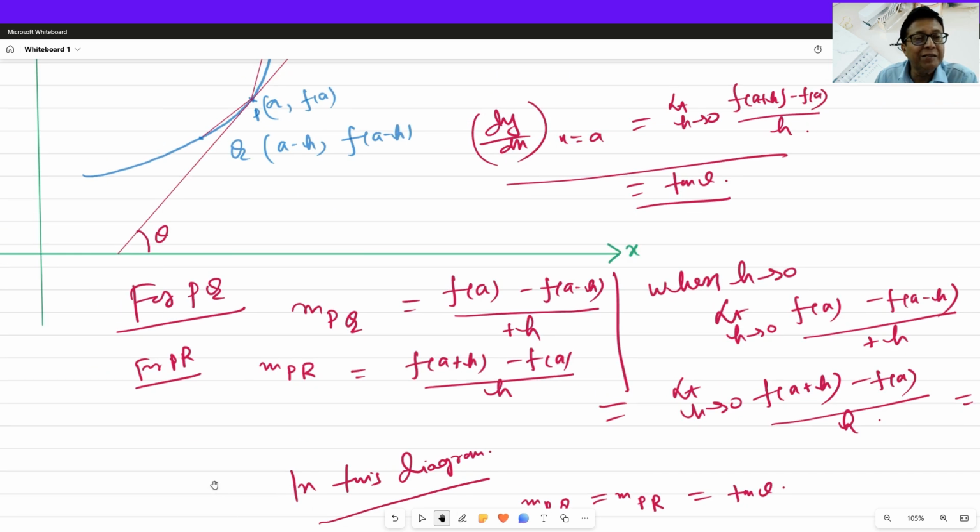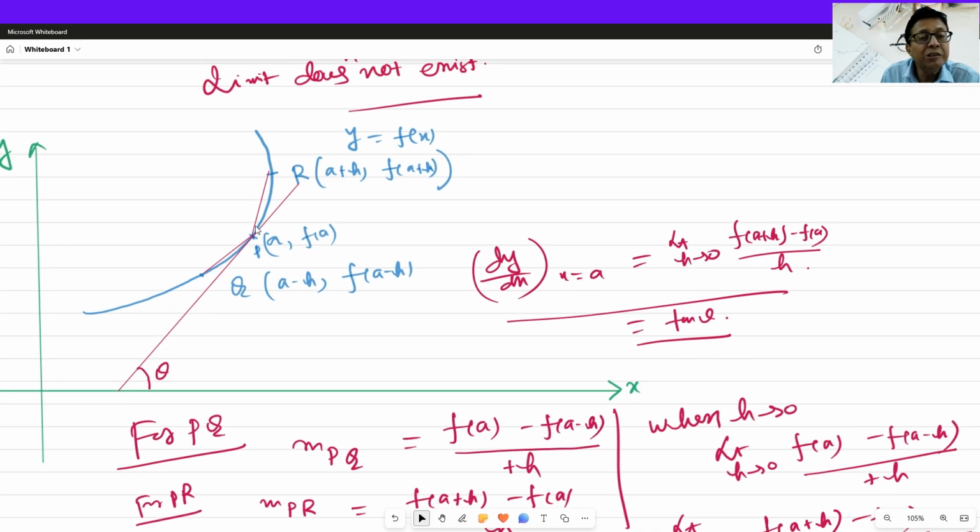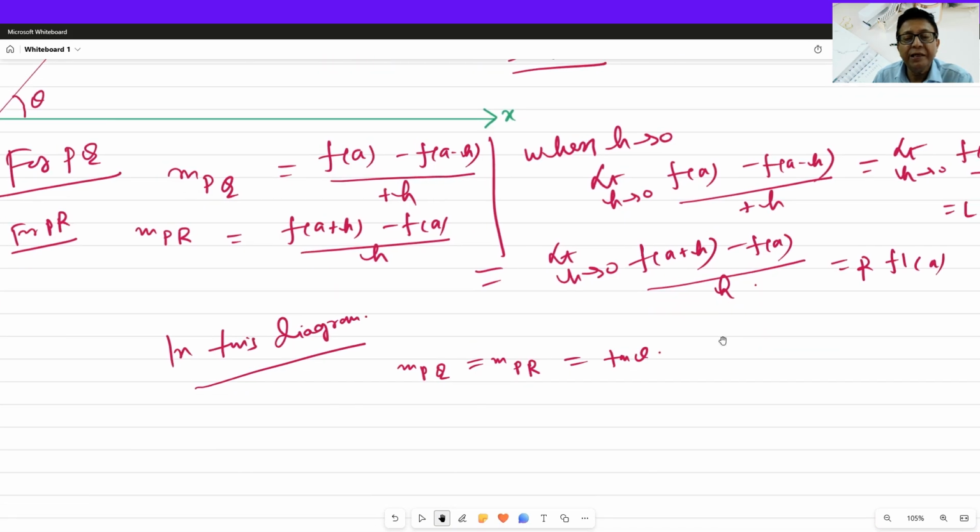If you imagine that PQ is being rotated, under what condition? When h is very small. h is very small means R is very small. What does it imply? R is very close to P. Q is also very close to P. In that case, MPQ equals tangent, tan theta.